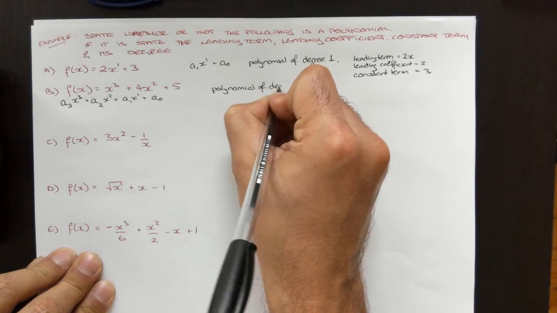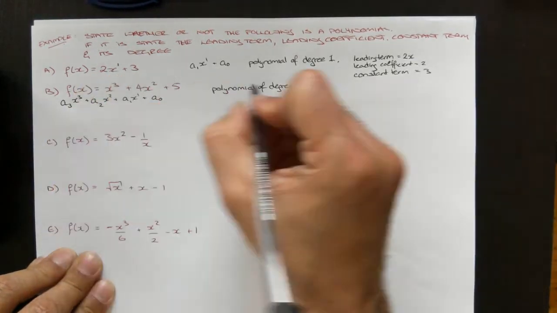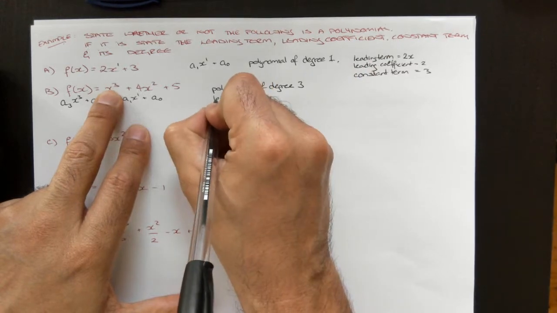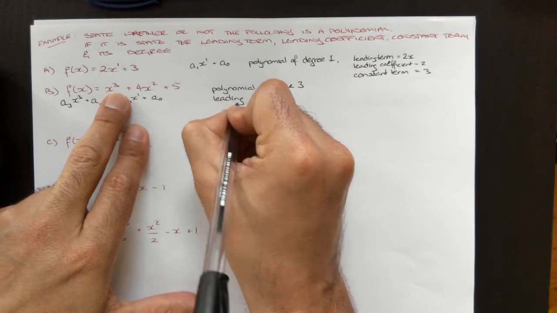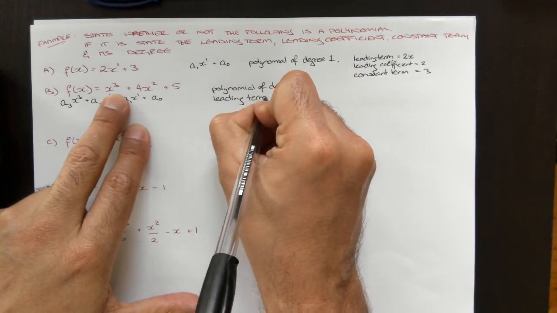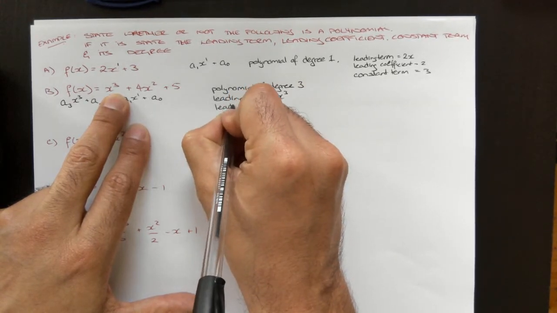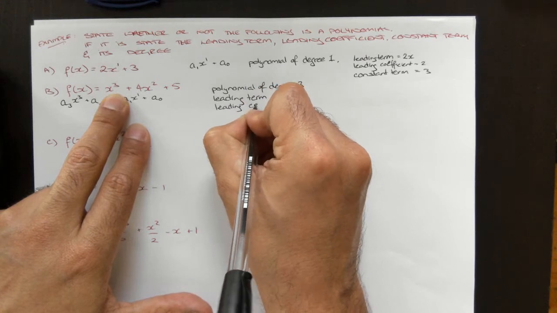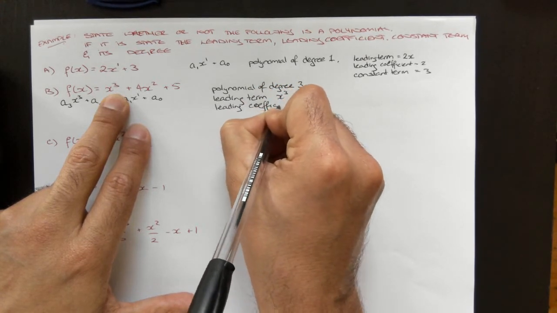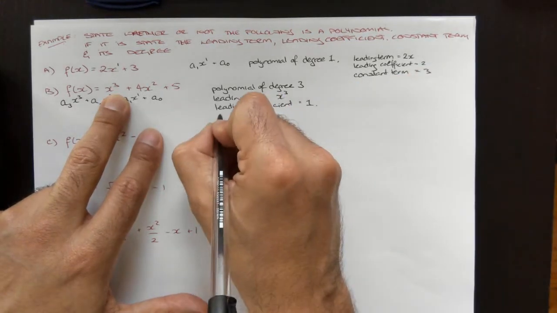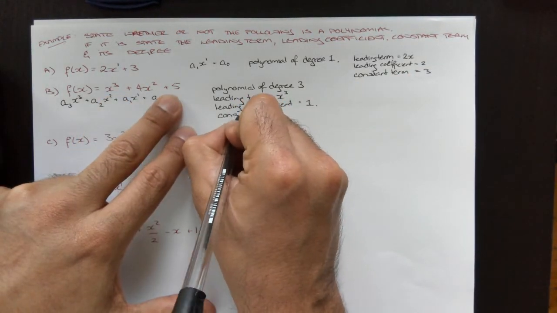It's a degree of 3. The leading term is x to the power 3. The leading coefficient would just be 1. And the constant is obviously 5.